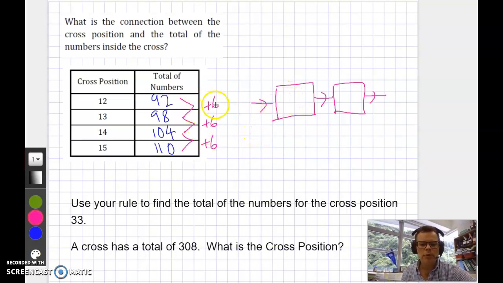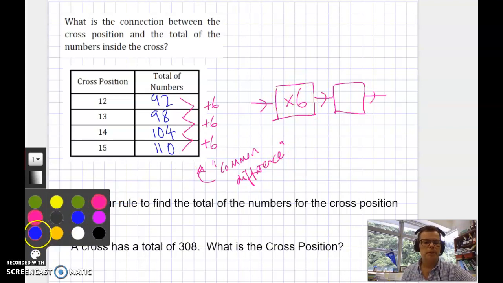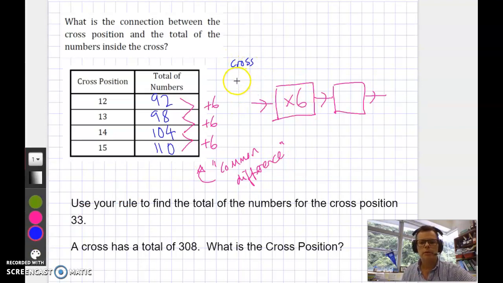So that common difference, that's the phrase there, it's called a common difference, gives us a wonderful link to this rule. It's something to do with the 6 times table, but we're putting in the cross number. The cross number is going in, and the total is coming out. We've got a cross number of 12, 13, 14, and 15 going in, and the sums coming out. The totals are 92, 98, 104, and 110.